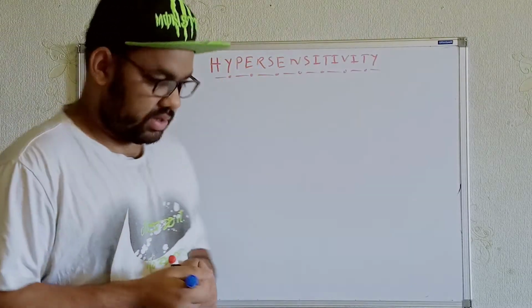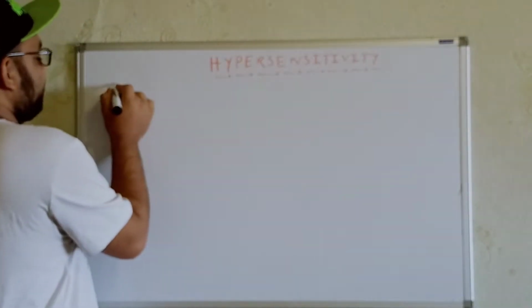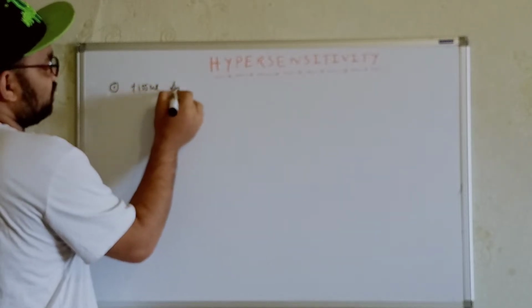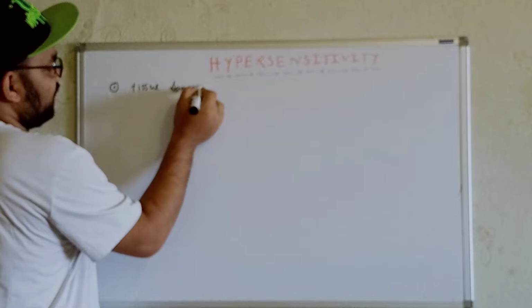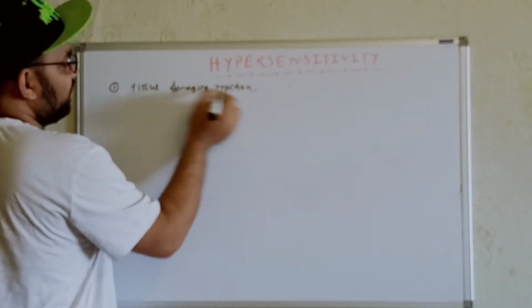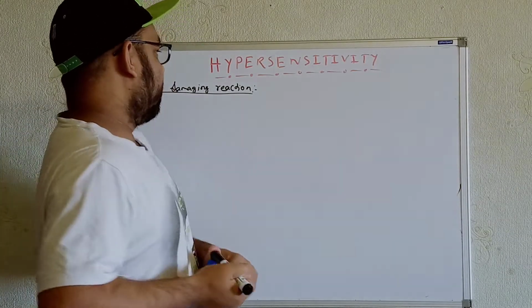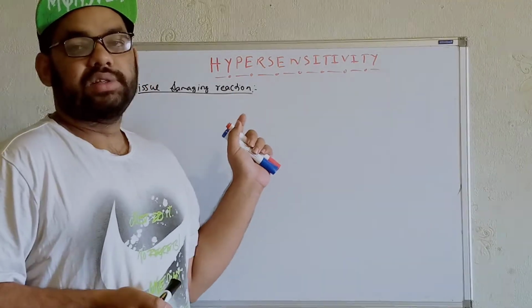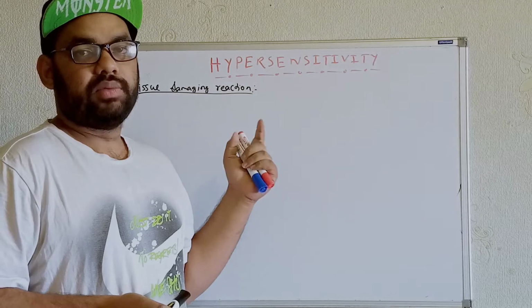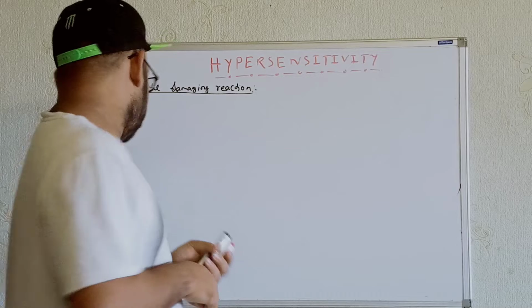Okay, so let's write it over here. Hypersensitivity we can define in terms of tissue damaging reactions. Whenever the tissue gets damaged, the reactions we see afterwards are hypersensitivity. Now on the basis of these things we can classify hypersensitivity into four types: type 1, type 2, type 3 and type 4. We'll talk about each of them individually, in detail. So first today we'll talk about type 1 hypersensitivity.